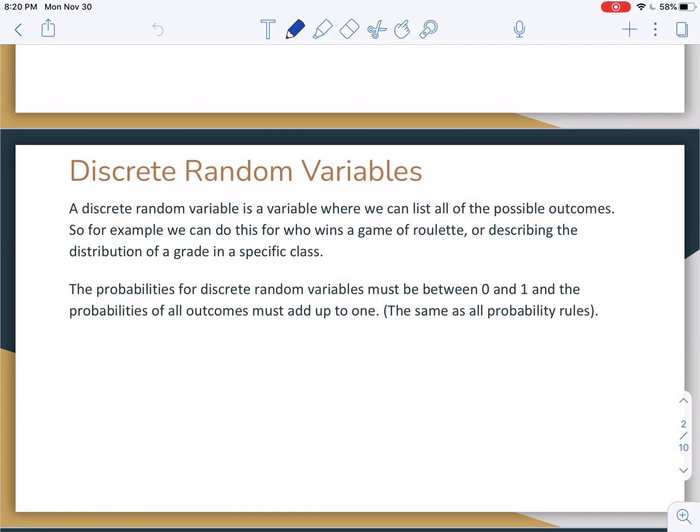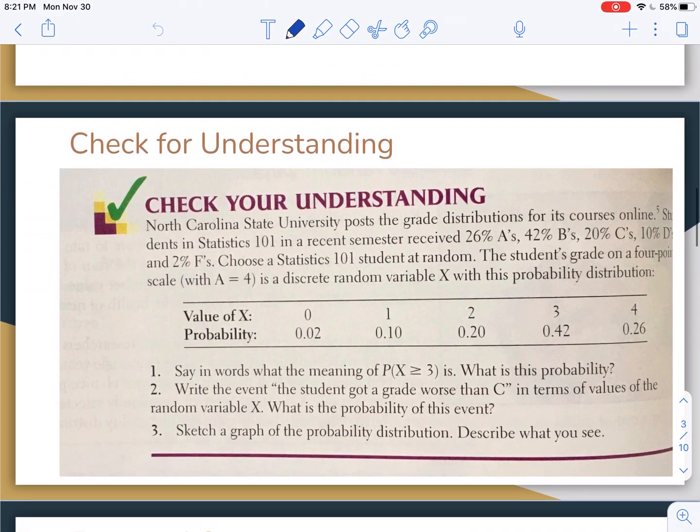So you could have 3 probabilities. One could be 0.5, the other could be 0.5, and if that's the case, the last one has to be 0. This is all kind of a mix of things that we've done before. All right, so here we go. This is a pretty straightforward thing.